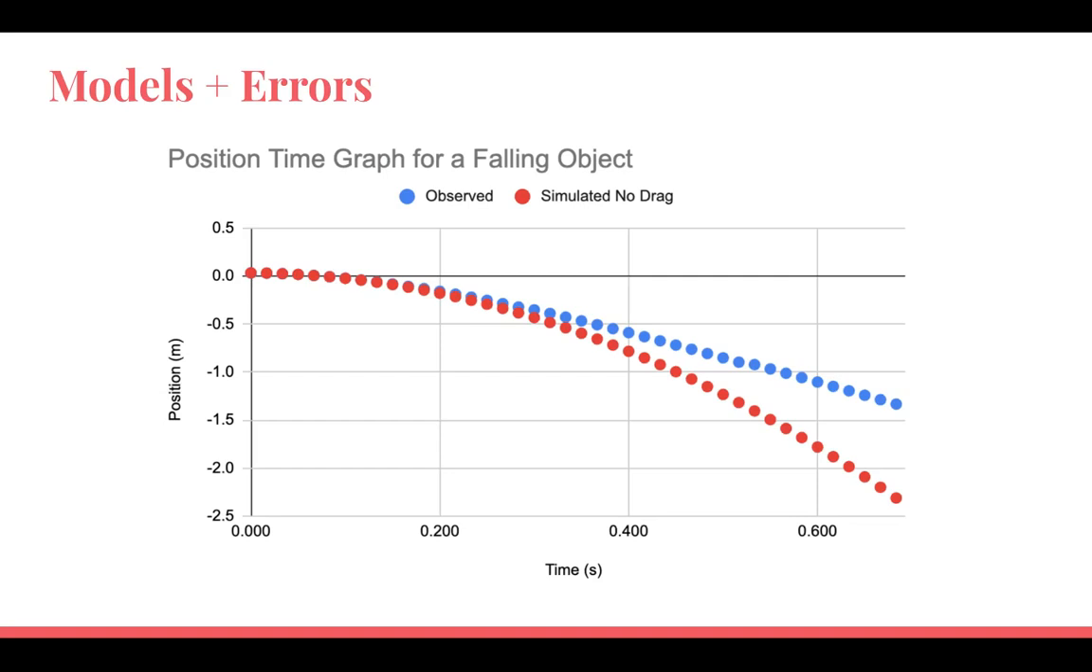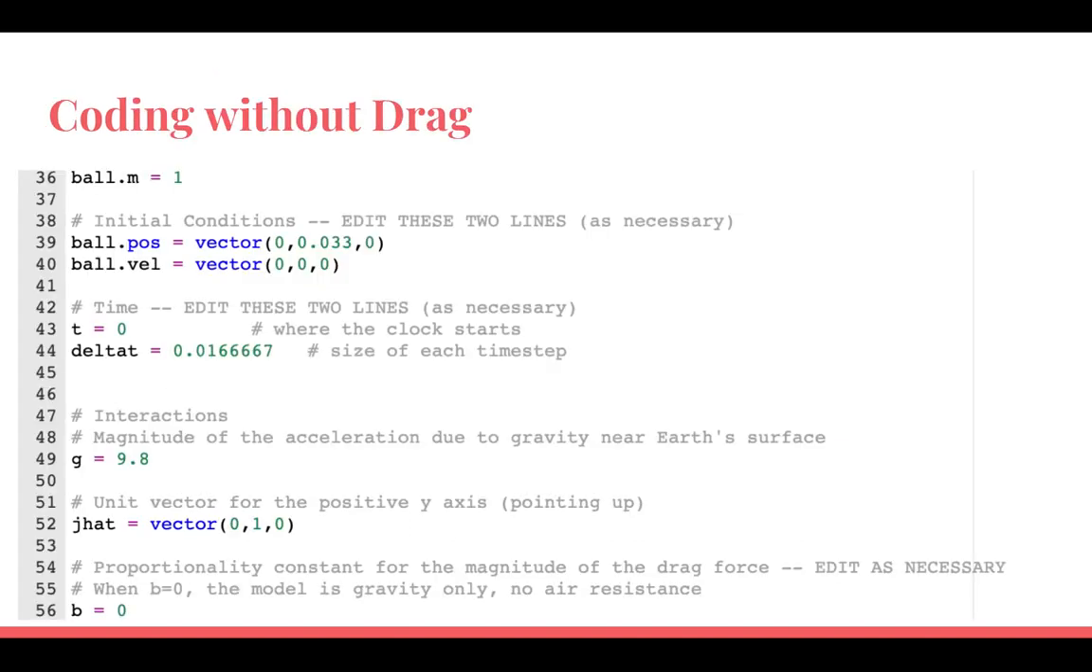Here we can see that the observed and simulated plots are similar. The red is simulated and the blue is observed. It appears that they start at similar positions, but the observed position is higher at the end compared to the simulated no-drag position. This discrepancy suggests the influence of another force. This could be due to the effects of air resistance or due to any random gusts of wind.